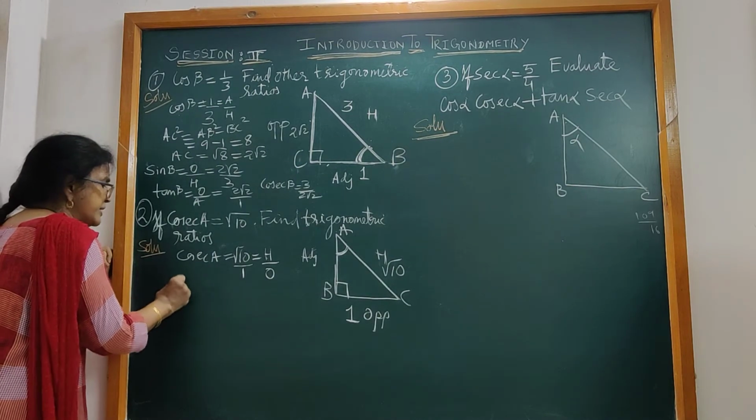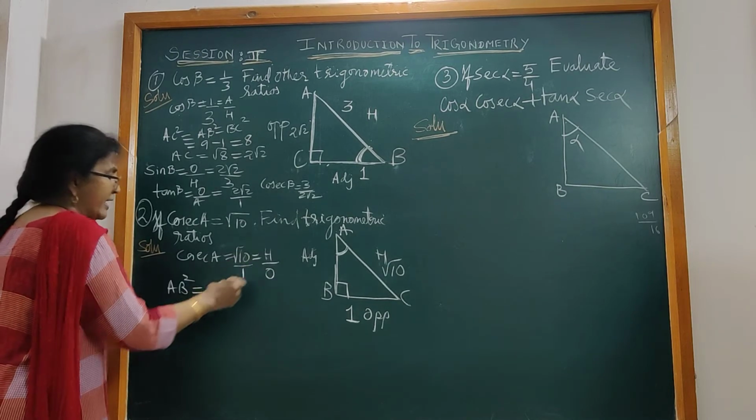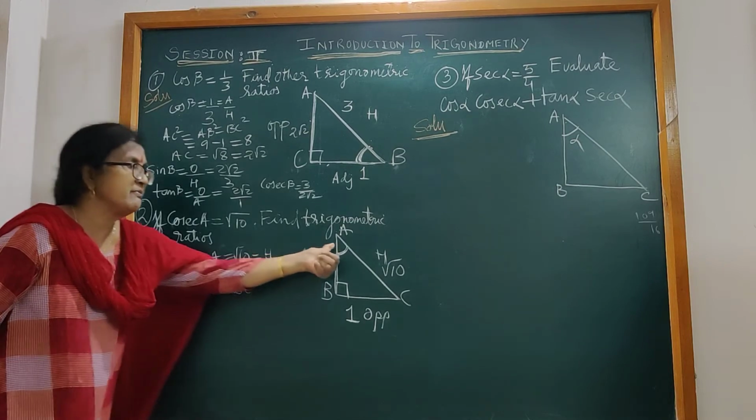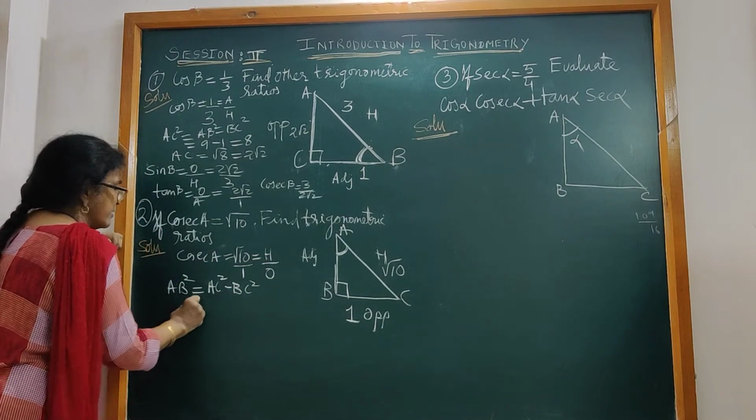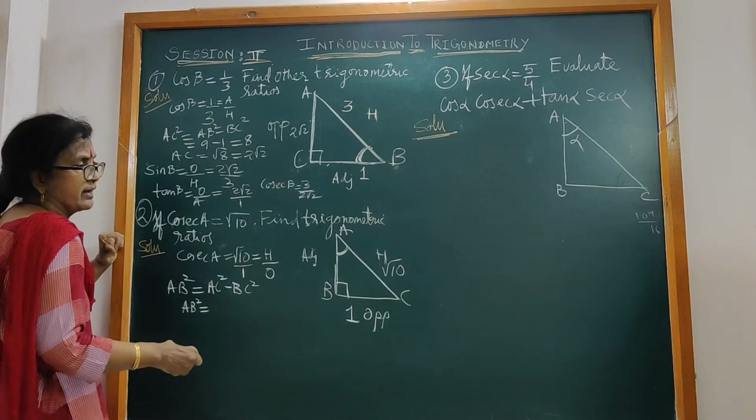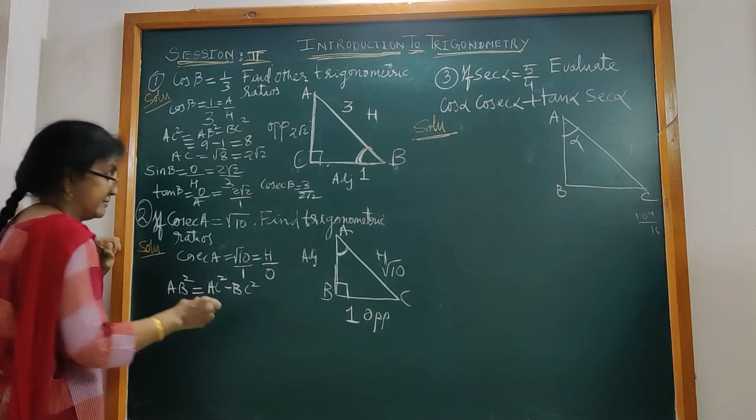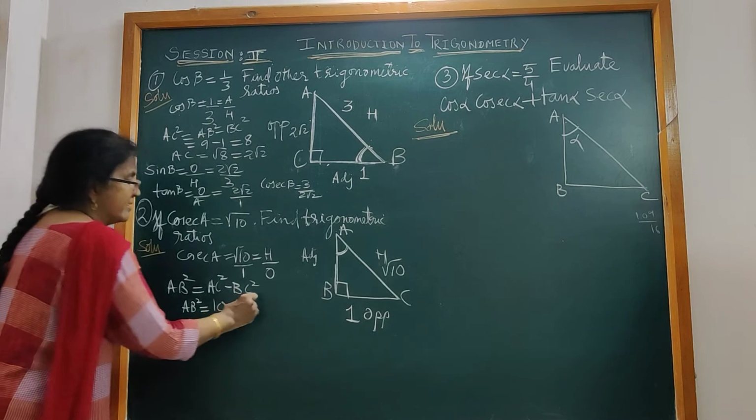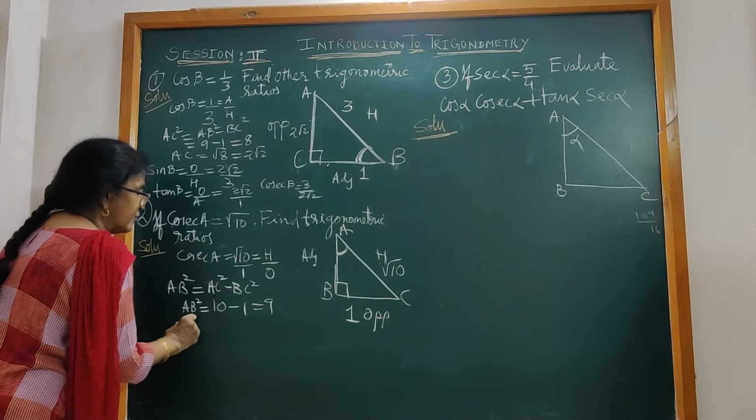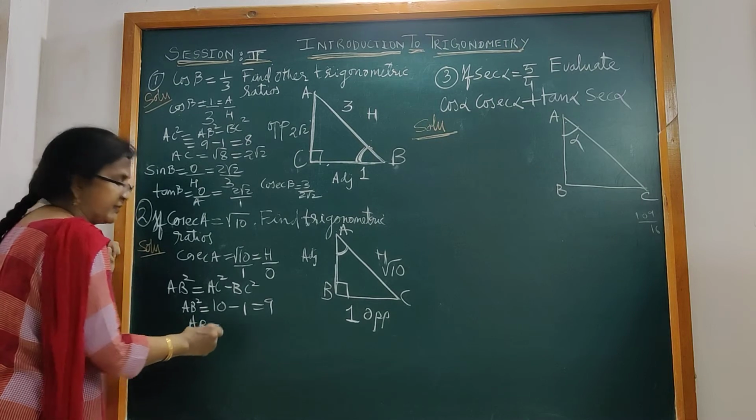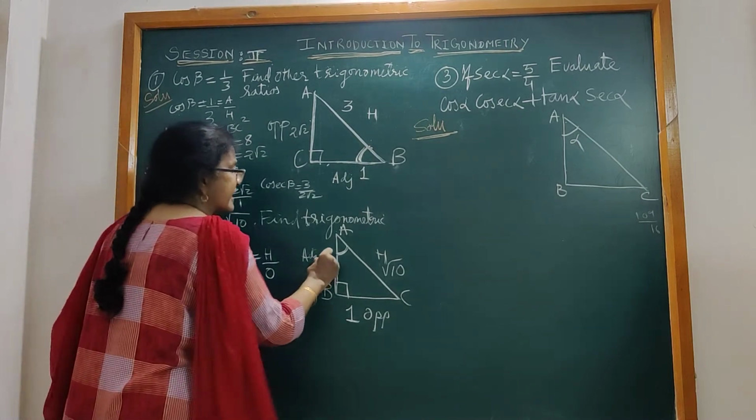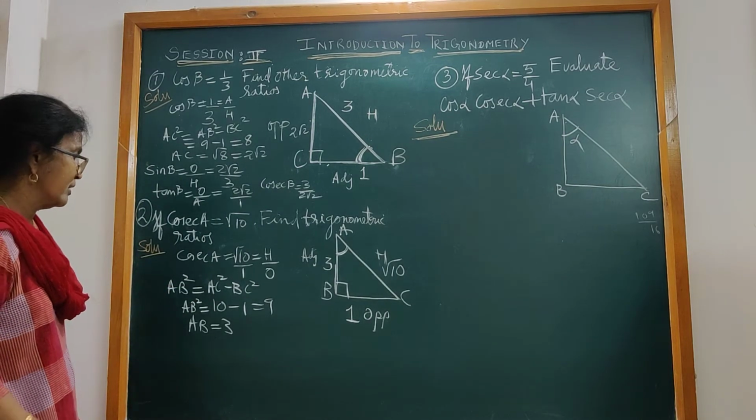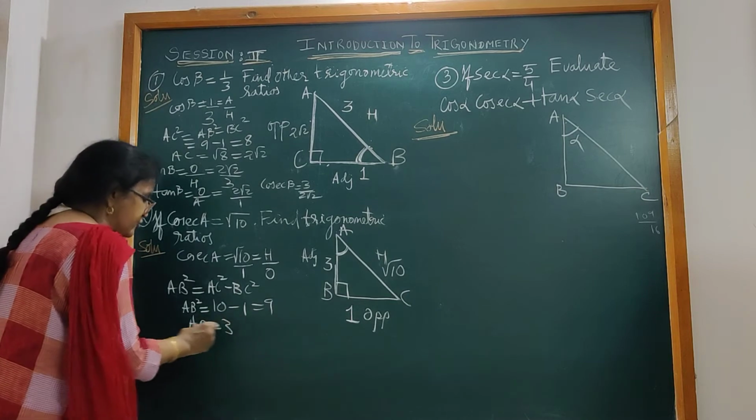Now find out AB. AB square is equal to AC square minus BC square. AB square is equal to root 10 square, that will become 10, minus BC, 1 square is 1, so 9. AB is equal to the square root of 9, that is 3. So we got this side as 3. Now all the 3 sides are known. Now we can find out all the trigonometric ratios.